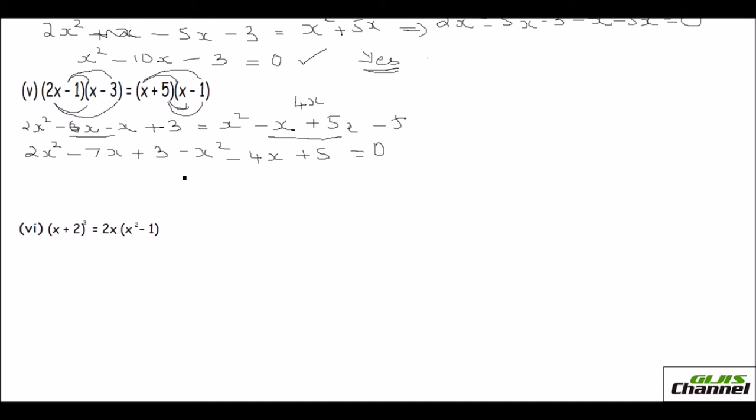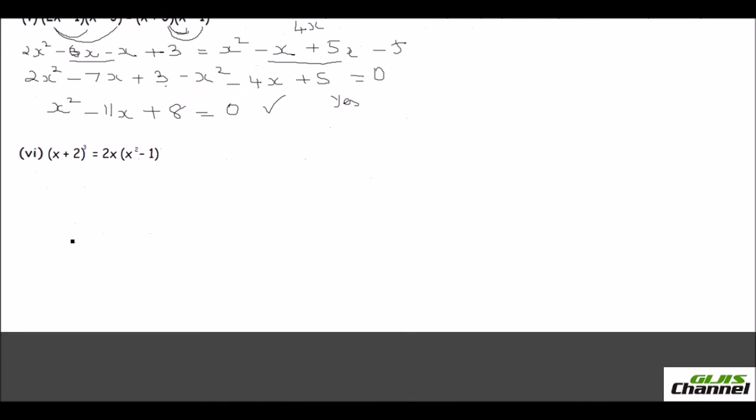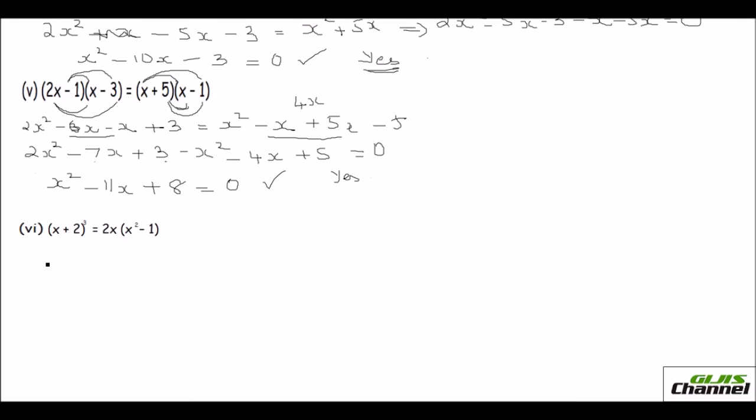Now your 2x squared minus x squared is 1x squared. Then you have minus 7x and minus 4x, that is minus 11x. 3 plus 5, which is 8. Okay. And of course, this is a quadratic equation. Yes. Here, this last one, you see it is x plus 2 the whole cube, right?